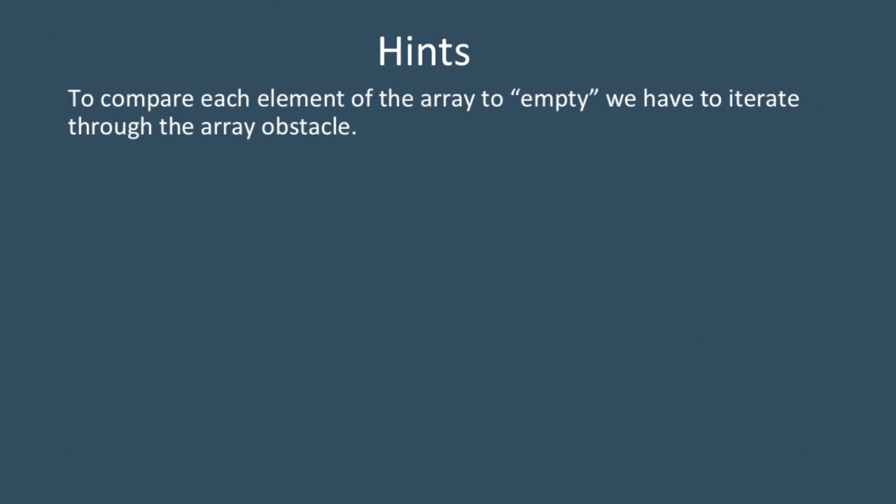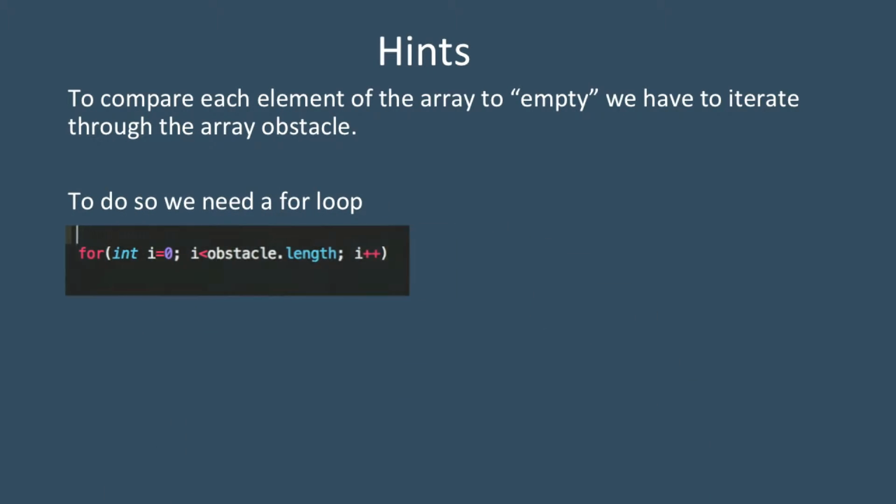To compare each element of the array to empty, we have to iterate through the array obstacle. To do so, we need a for loop. You can write it like this. Obstacle.length gives the length of the array obstacle. This loop starts at 0 and will iterate 5 times.